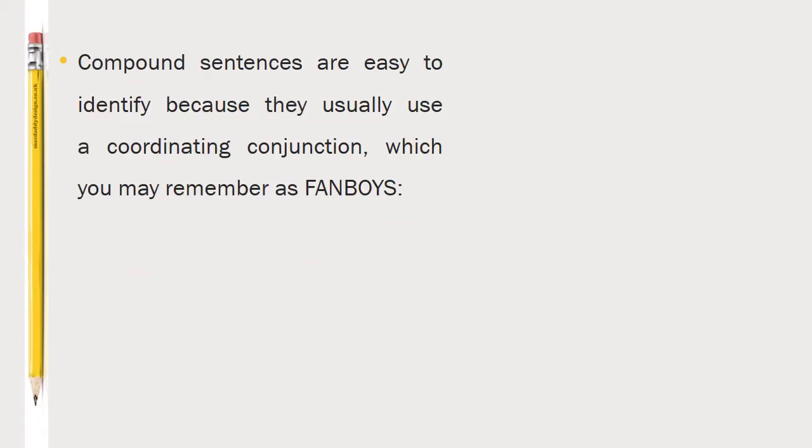Compound sentences are easy to identify because they usually use a coordinating conjunction, which you may remember as FANBOYS. F is for, A is and, N is nor, B is but, O is or, Y is yet, and S is so.